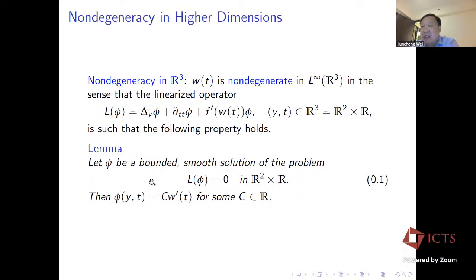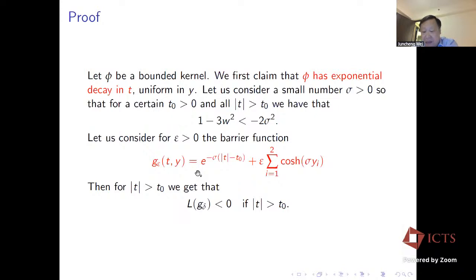So this is the non-degeneracy of the 1D solution. But this 1D solution is in 3D. So how to prove this? We prove this by a spectrum estimate. Suppose we have a bounded kernel, and first we prove that this has exponential decay away from the interface, uniformly in y.